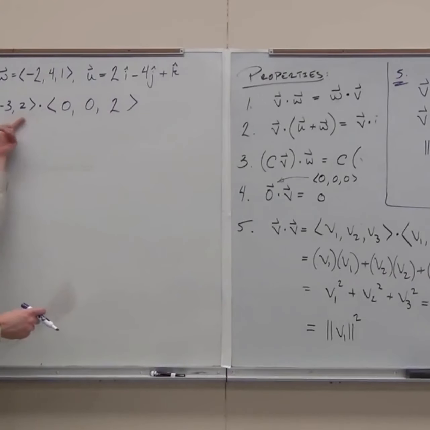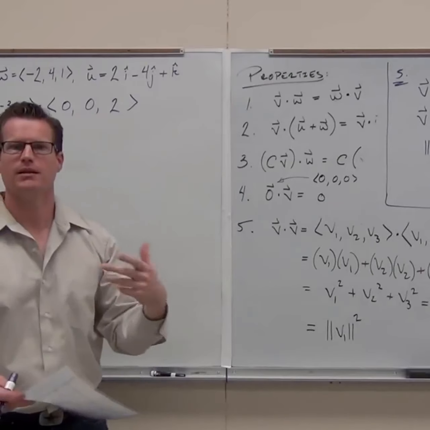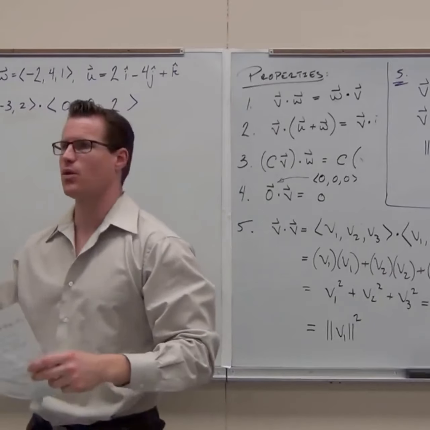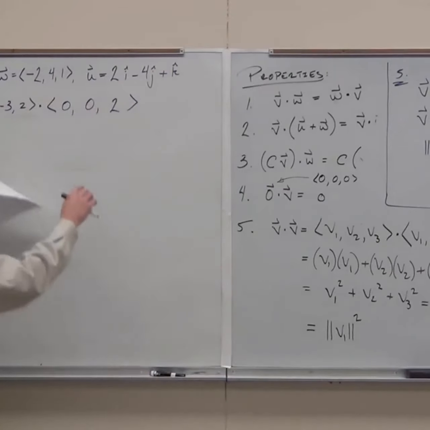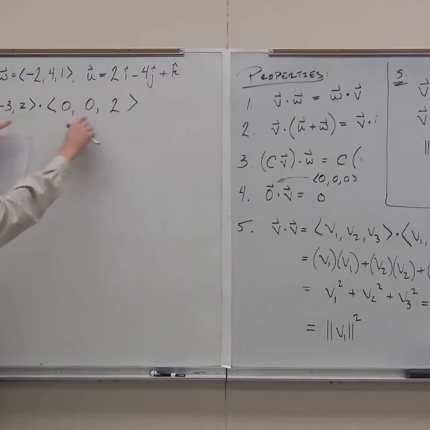Well, now it makes sense. I got a vector dotted with a vector. Let's go ahead and finish this off. Dot product does one thing and one thing only. It takes corresponding pieces, so it's nice to have the same format. It multiplies them, and it adds them.